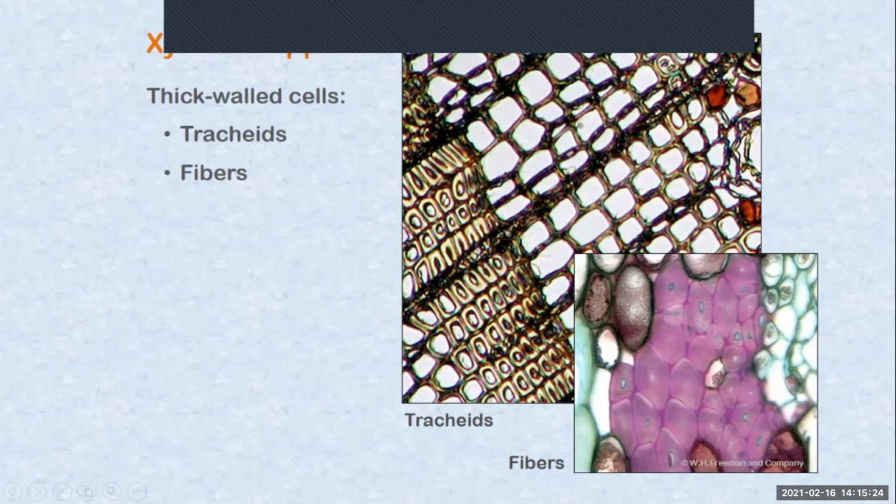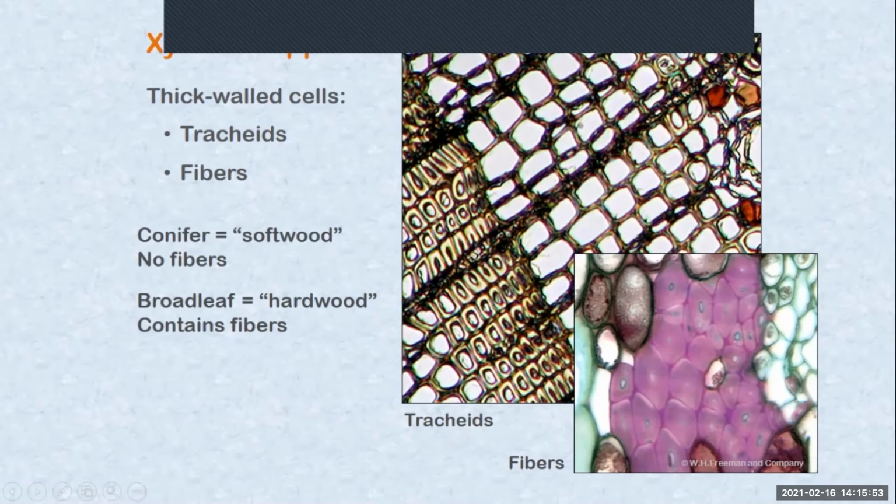Okay, another function of xylem is support. Thick-walled cells. As I mentioned, the tracheids have very thick walls, but there's also fibers, which have extremely thick walls. You can see the tiny little central portion of this cell, but all of this is the wall of the cell in fibers. So fibers are very, very strong, very thick, and provide a lot of support.